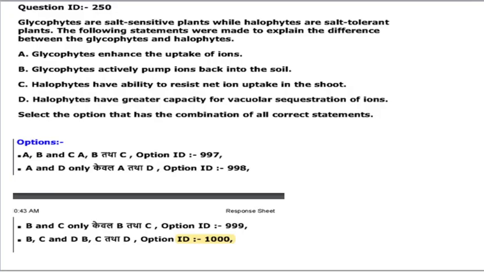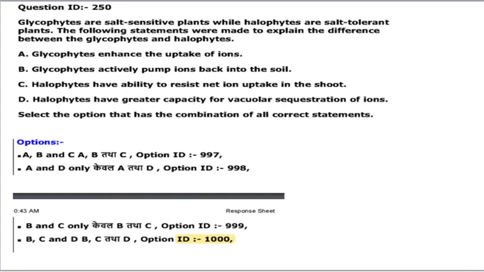Next, they are asking questions with respect to glycophytes and halophytes. Glycophytes are salt sensitive plants, which means they cannot tolerate even a little increase in salt. Halophytes are salt tolerant plants. The following statements were made to explain the difference between glycophytes and halophytes. Okay, so glycophytes enhance the uptake of ions. Here they are asking which combination of statements is correct, friends.